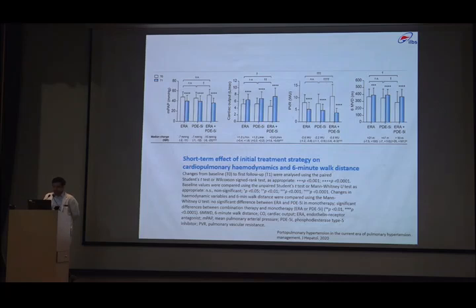So, short-term effects of initial treatment strategy on cardiopulmonary hemodynamics and 6-minute walk distance. Again from the same study, the endothelin receptor antagonists reduce the mean pulmonary arterial pressure by 7 mmHg, the phosphodiesterase inhibitor again by 7 mmHg, and combination therapy leads to a decrease of 15 mmHg in the mean pulmonary arterial pressure. Similarly, cardiac output rose in all these classes, more so with combination therapy. Pulmonary vascular resistance decreased with all therapies, and 6-minute walk distance also, but that was not significant.